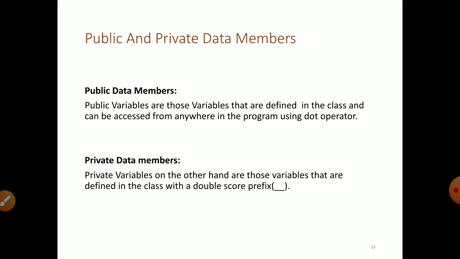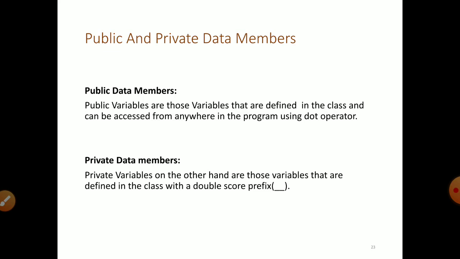Public data members are nothing but public variables. The public variables are those variables that are defined in the class and can be accessed from anywhere in the program or anywhere in the class, of course using the dot operator. Anywhere in the program means that the public variables can be accessed from within the class as well as from outside the class in which they are defined. So this is the public data members.